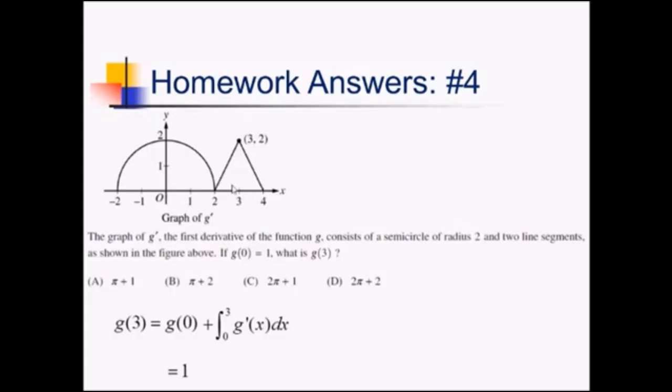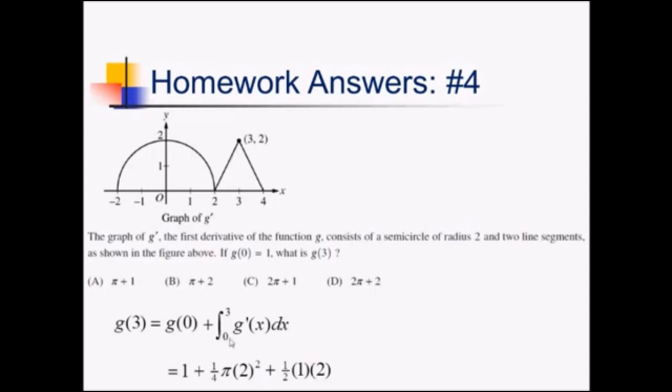So we have two areas to add. We have this semicircle, actually quarter circle. So that's going to be 1/4 times pi times the radius 2 squared. Plus, we also have this half triangle here, or I guess it's its own triangle. So 1/2 base of 1 times a height of 2. And let's keep going now.